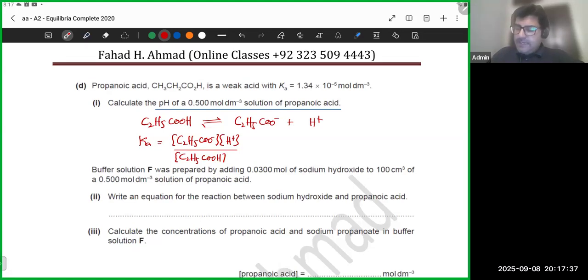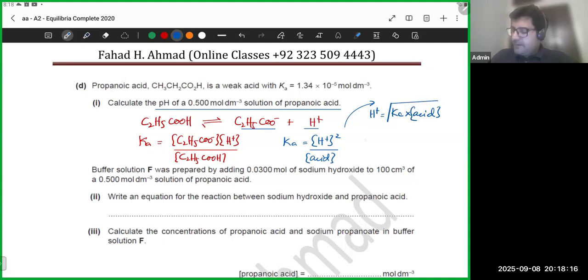Now remember, if it's just the weak acid, these two ions are going to have exactly the same concentration. So you can simply change your expression to H plus squared divided by the propanoic acid concentration. I'm just going to write acid. If it's just the weak acid, not a buffer, and you're being asked to calculate the pH, you need to find H plus, which is Ka times the acid concentration, and you would have to take the square root.